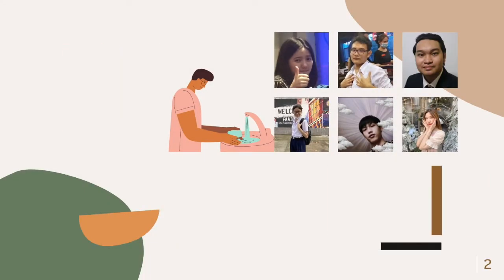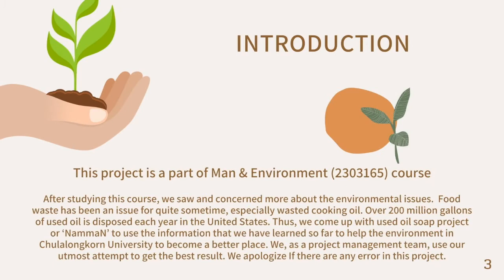As this project and our group members are a part of the Man and Environment course, after studying in this course, we saw and became more concerned about environmental issues. Food waste has been an issue for quite some time, especially waste cooking oil. Over 200 million gallons of used oil is disposed of each year in the United States.